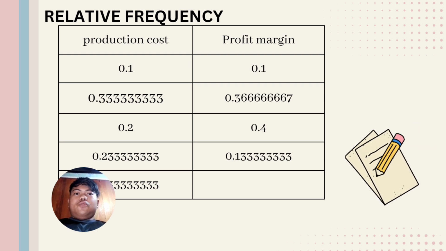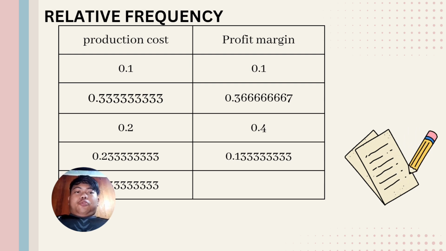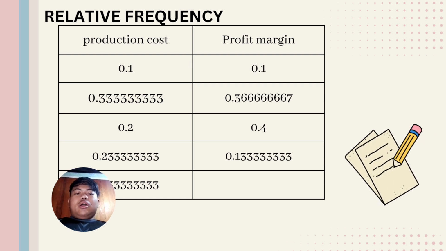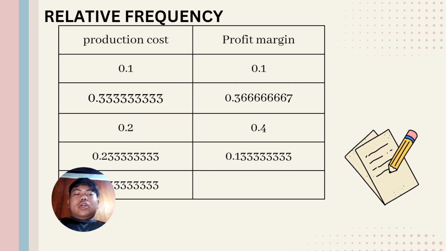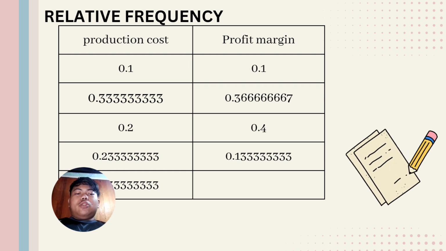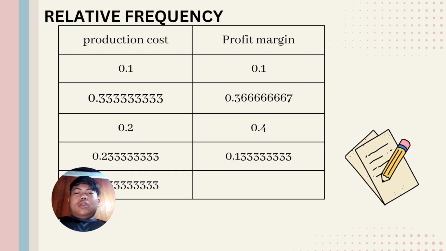This table shows the relative frequency of production cost and profit margin. It helps us understand how often each cost and profit range occurs relative to the total number of observations. Relative frequency gives us a better understanding of the proportion of production cost and profit margin within each range compared to the entire dataset. This information is useful for identifying which cost or profit ranges are most common and can help in making informed decisions for cost management.